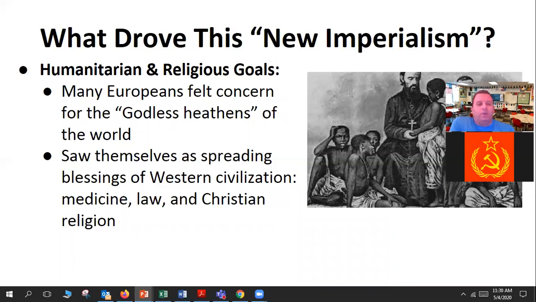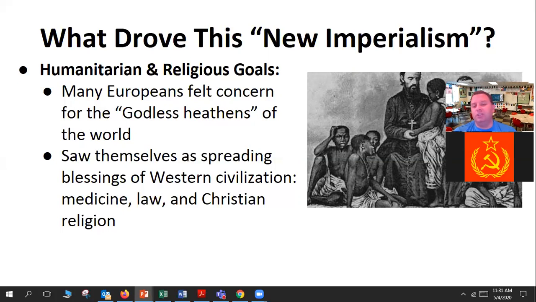And then, of course, we had the religious goals, which involve converting people. Europeans become genuinely concerned during this time period about what they called godless heathens, people that were not Christian, did not understand Christianity. Again, the idea of the noble savage: yes, they are beneath us, but it's our duty as white Christian Europeans to bring the word of God to them and to teach them how to be civilized. What they called the blessings of Western civilization.